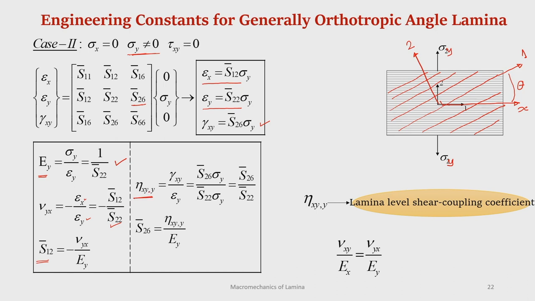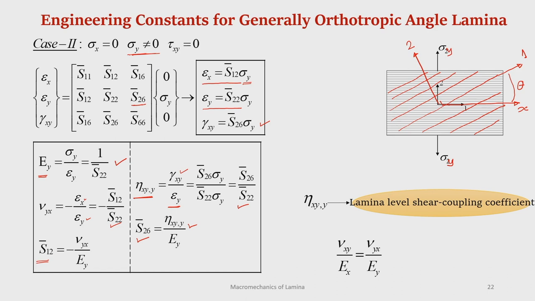That means, when we apply a stress along y, what is the shear strain in the x y plane? Therefore, it is defined as gamma x y divided by epsilon y. Epsilon y is nothing but an indication of sigma y only. Okay? So, we get this. So, we can write s 2 6 bar in terms of this shear coupling coefficient and Young's modulus.